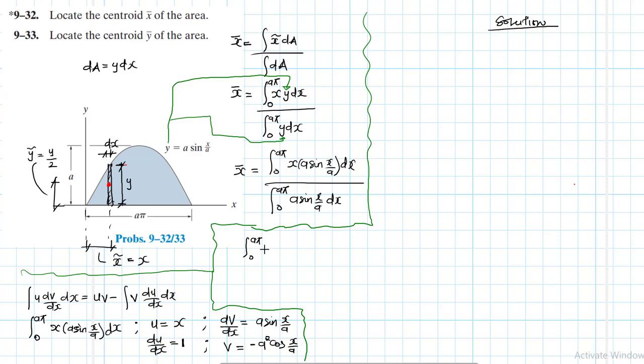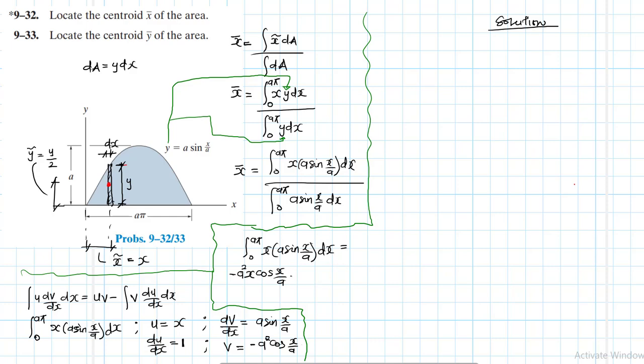Integral from 0 to a pi of x a sine x over a dx is equal to uv. What's our u? Our u we said is just x, and what's our v? Our v we said is minus a, so we can put our a there, just writing everything. Say minus a multiplying there a squared cos x over a, right?